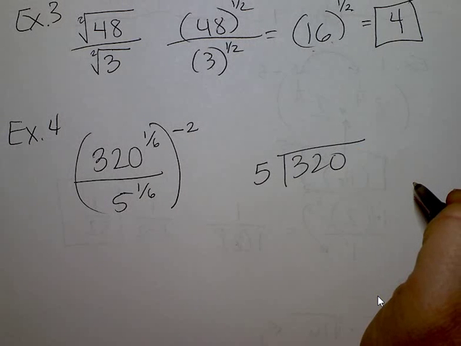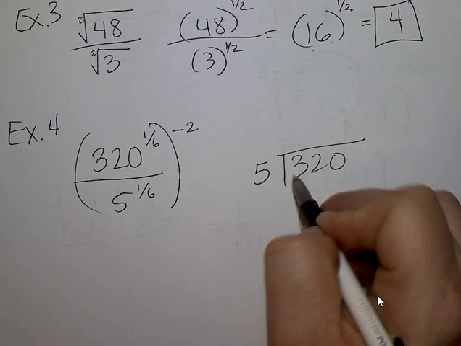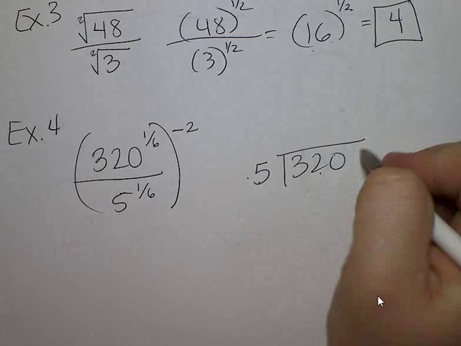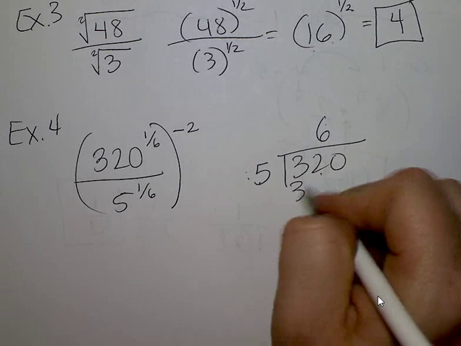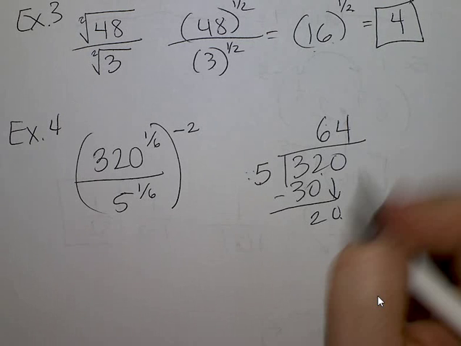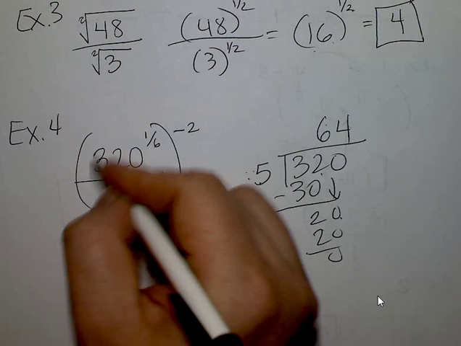Or 3rd grade brother. Does 5 go into 3? Yeah. No. Does 5 go into 32? Yes. How many times without going over? 6. Multiply, subtract, bring down. How many times is 5 going into 20? 4 times. Okay, so this is 64.